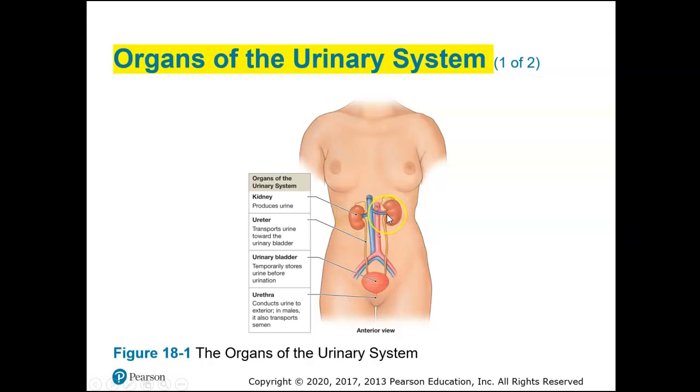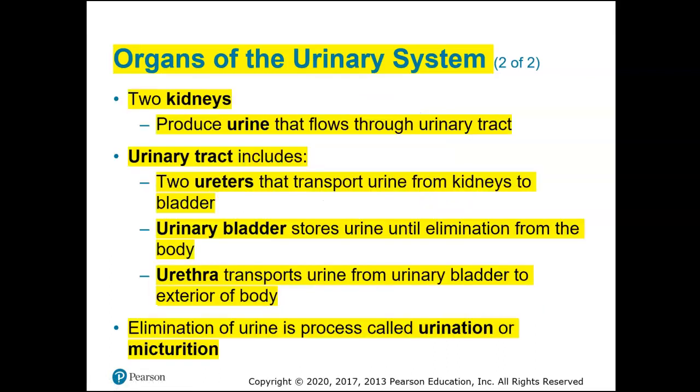But each kidney is retroperitoneal, and the function of the kidneys is to produce urine. The adrenal glands sit atop each kidney. The ureters lead away from the kidney and transport urine to the bladder, the urinary bladder, and then the urethra conducts urine to the exterior. And of course, in males, it also transports not only urine but semen.